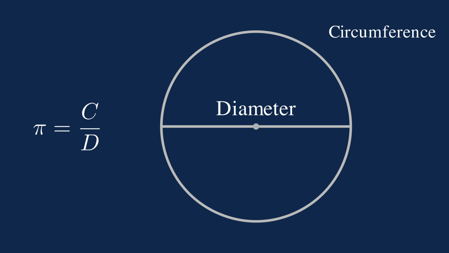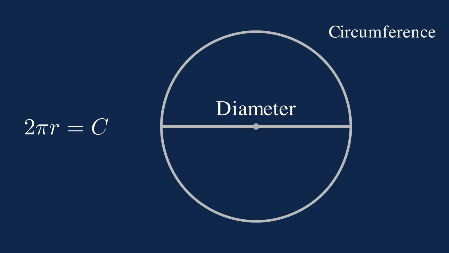If pi is equal to the circumference c over diameter d, we can multiply d to both sides to get the diameter times pi to equal the circumference. Recall that the diameter is equal to 2 times the radius, so we can rewrite this equation as 2 times pi times the radius is equal to the circumference.